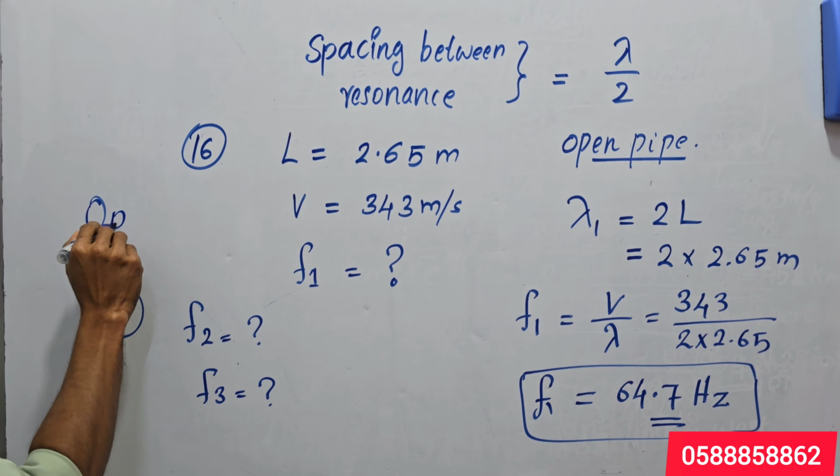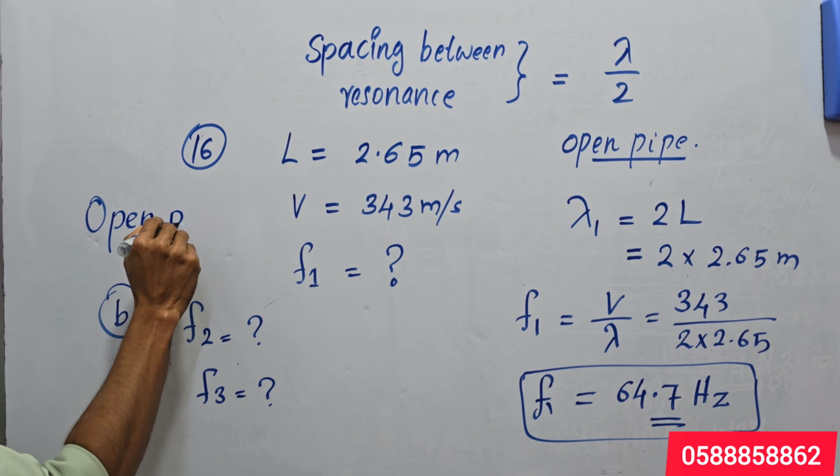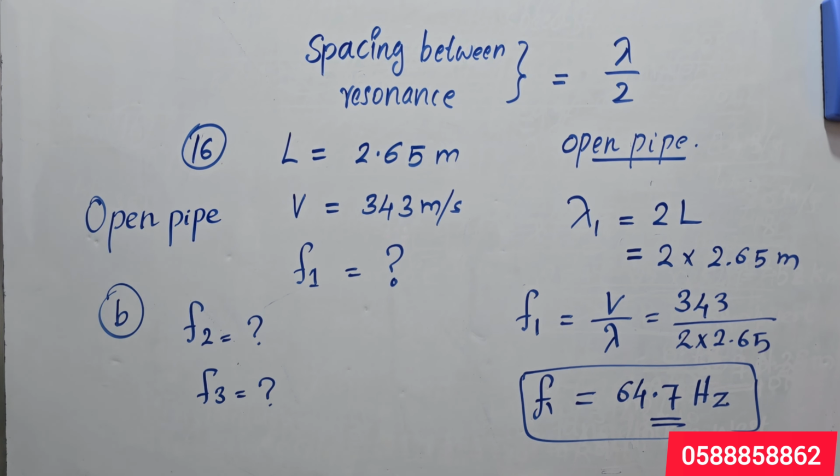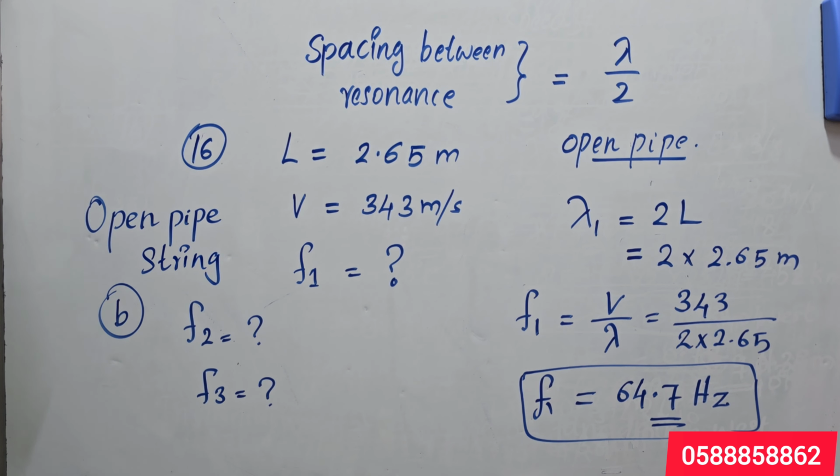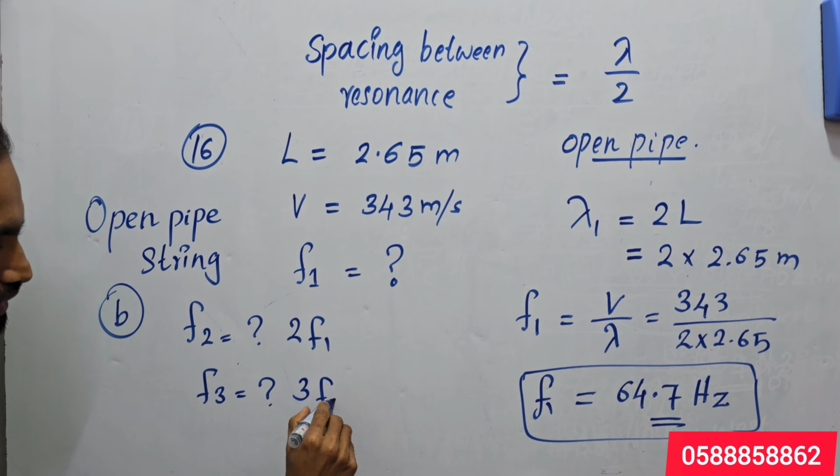So for an open pipe, what is F2 and F3? How do we find the next frequencies? For an open pipe and string, F2 is equal to what? 2 multiplied F1. F3 equal to what? 3 multiplied F1, right? Correct, students?